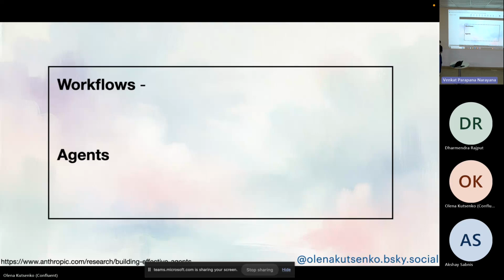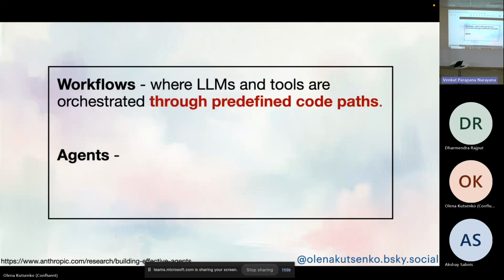What they did is they said that an agentic system can be anything from workflows to actual agents. And the workflows they defined as where LLMs and tools are orchestrated through predefined code paths. So this is where we have a more or less reliable workflow through which we execute a program. And they still call it an agentic system.